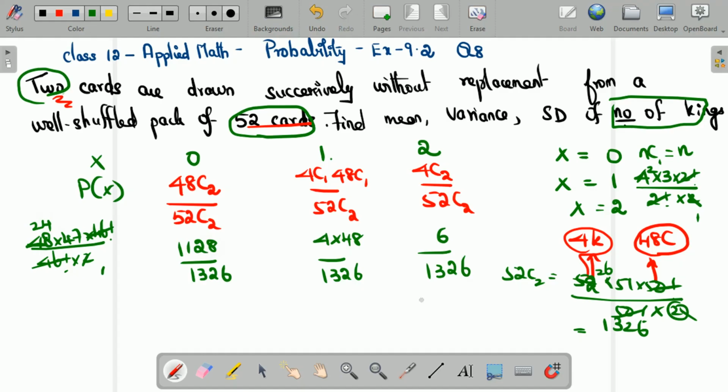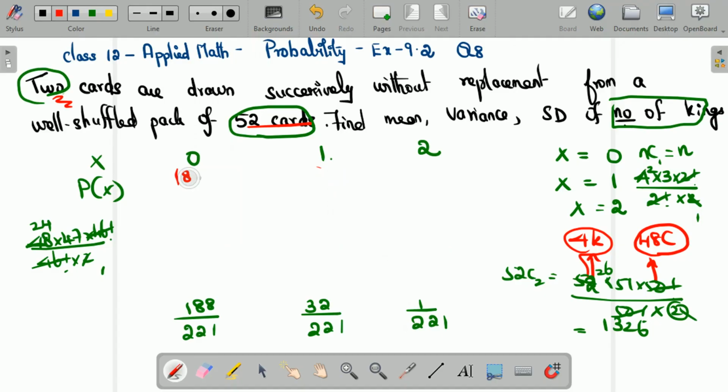Now these numbers are large, so we are going to simplify these values. So this is going to become 188 by 221. This is going to be 32 by 221. And finally, this will be 1 divided by 221. So let's note out this value first. So 188 by 221, this is 32 by 221 and finally 1 by 221.